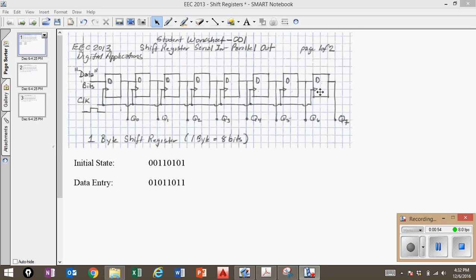Shift registers come in many different sizes. They come in 4 bits, 8 bits, and sometimes these 8 bits are cascaded together to give you 16 bits and 32 bits. It is important to remember that 1 byte of data is equal to 8 bits.